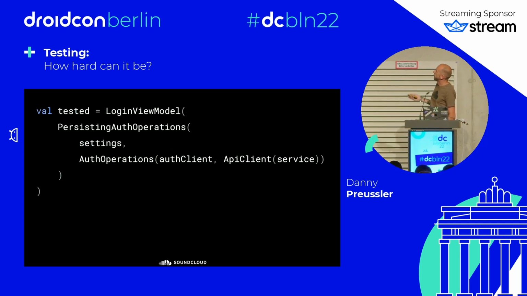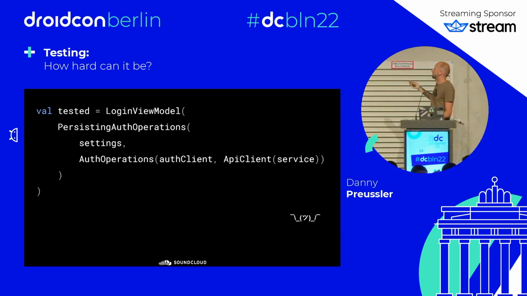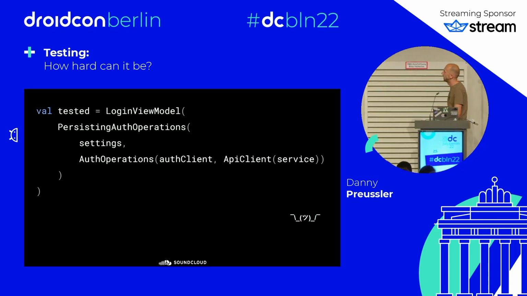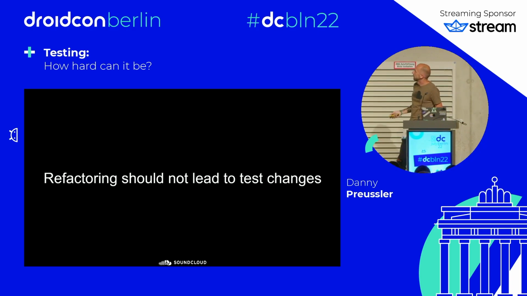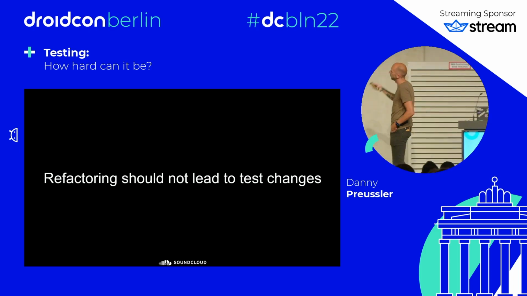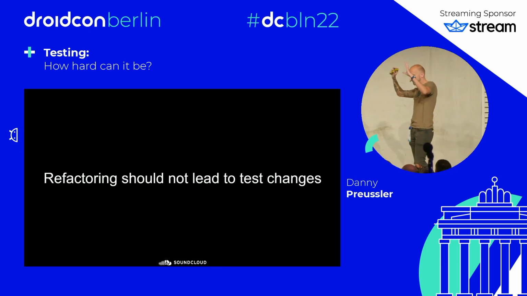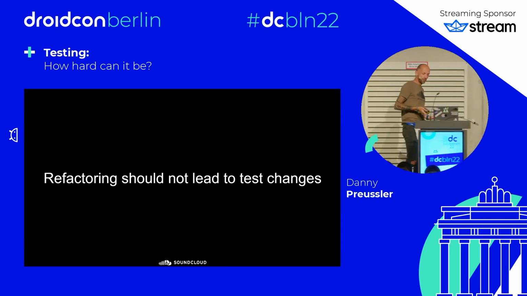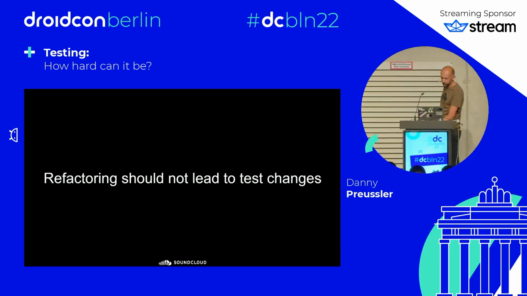And then what we have to change in the test: we pass in the persisting auth operation, not the auth operation. Simple, nothing else. That's how it should be. I refactored something, the test did not change. I already tested that I set a token. I don't care where. So refactoring should not lead to test changes. Maybe in a test setup, but don't touch a test. If you have to touch a test, then you lose the confidence that you're not breaking anything.